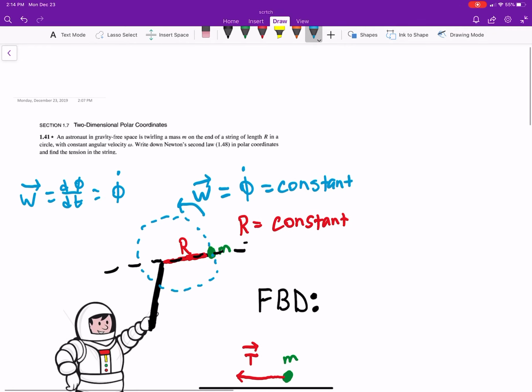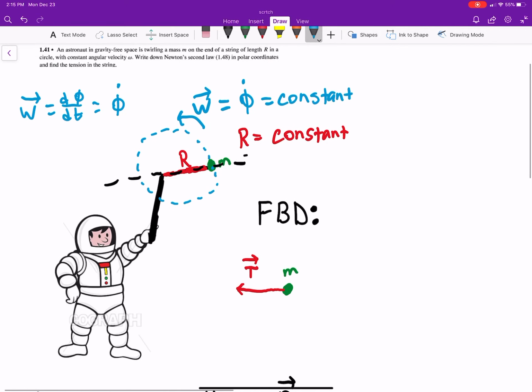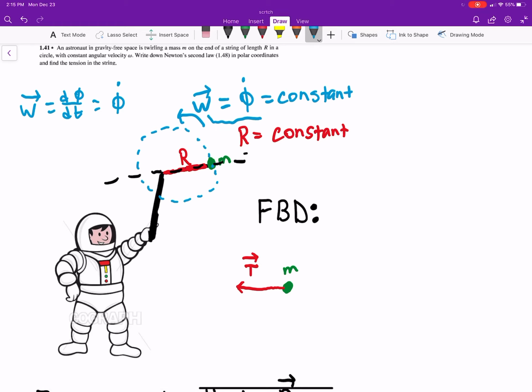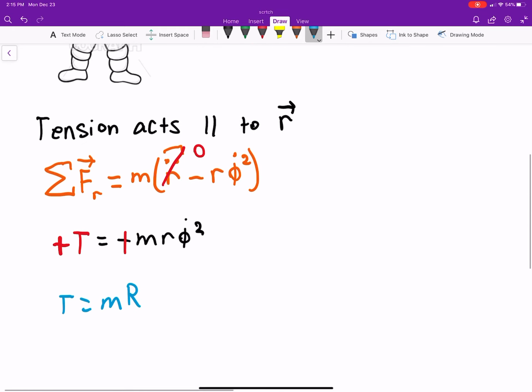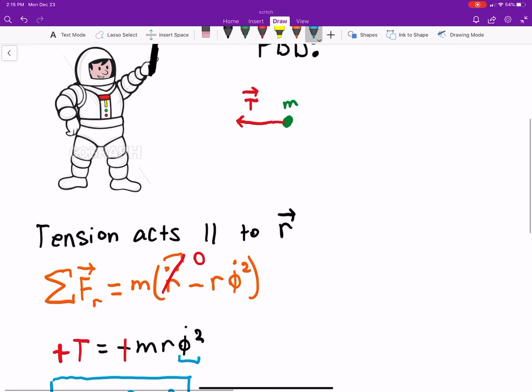R in the book is big R, so that's what I'm going to change little r to, big R. And phi dot, I didn't mean to say omega. I might have been saying omega this whole time. I meant phi. Phi dot is just omega. So phi dot squared is just omega squared. There you go. This is the tension on the rope.